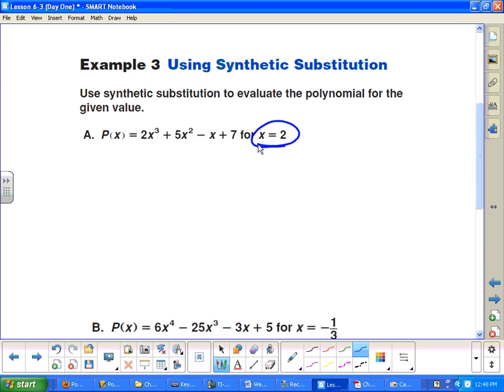We're not using the opposite like we do when it says divide, okay? So when it says solve using synthetic substitution, you're using that number itself. You're not using the opposite like when it says to use synthetic division to divide. So we put 2 here, and then our coefficients.